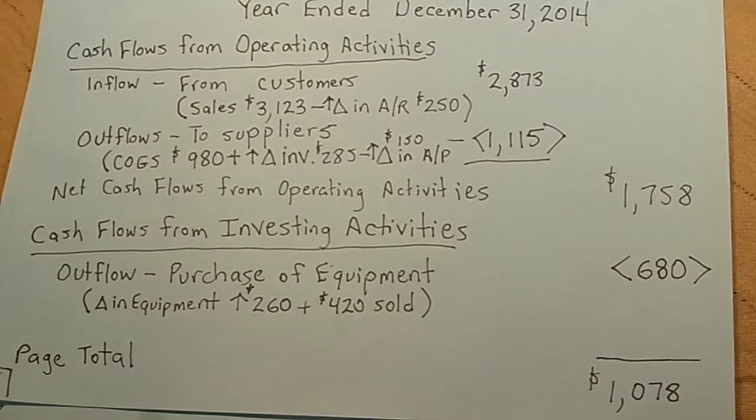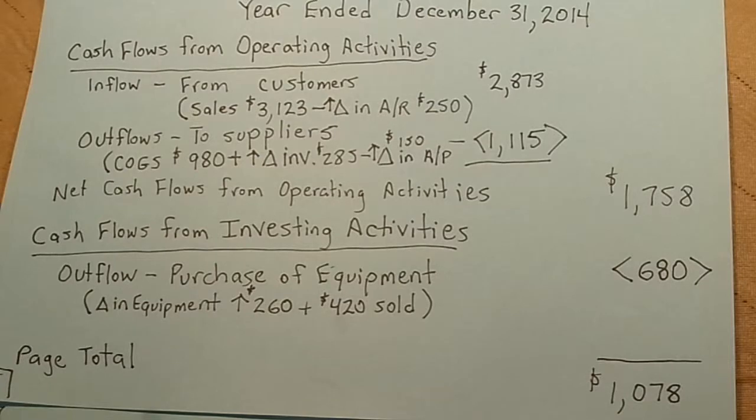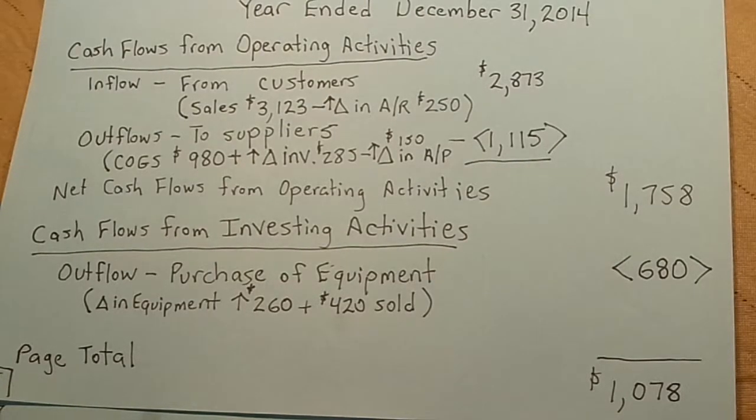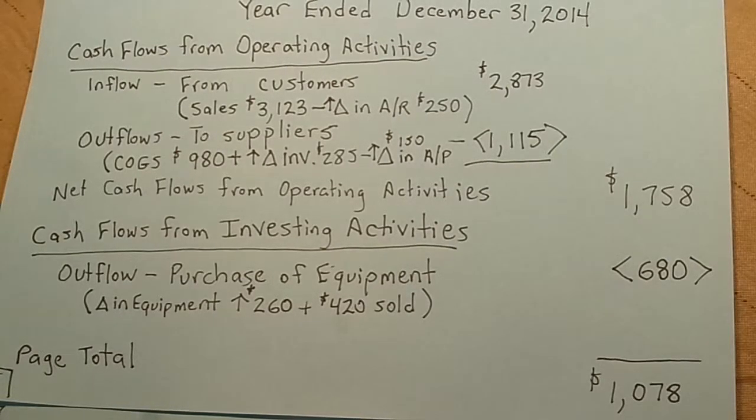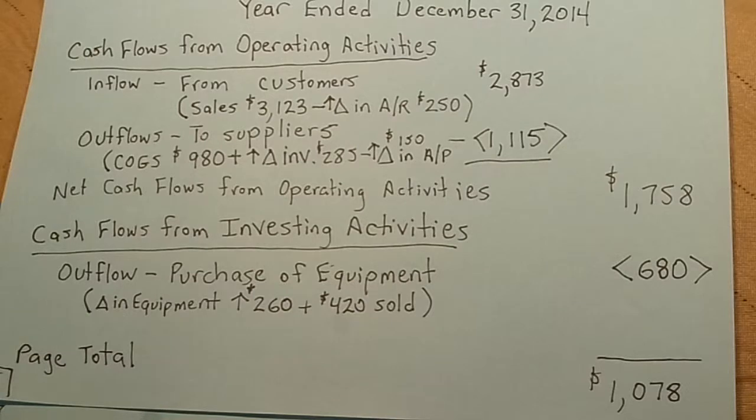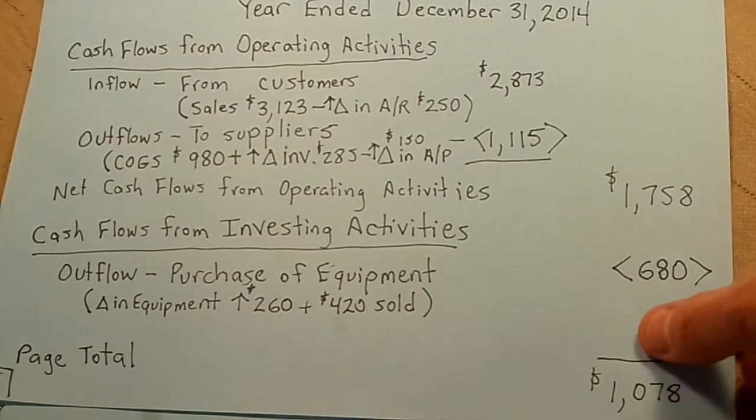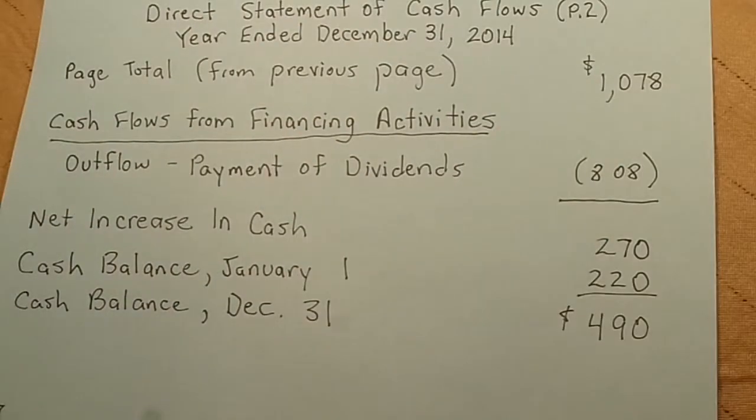Well, remember that the cash flows from operating activities were net inflows. Here, the cash flows from investing activities are net outflows. There's no need to write the caption, net cash flows from investing activities, if there's only one thing. So we can net these two numbers. 1,758 minus 680 is 1,078. Net cash inflow so far.